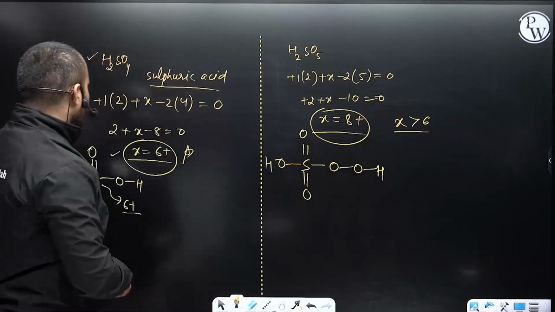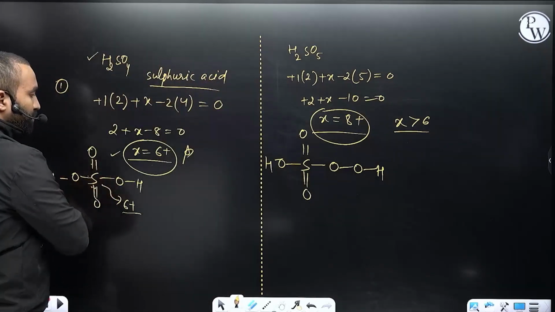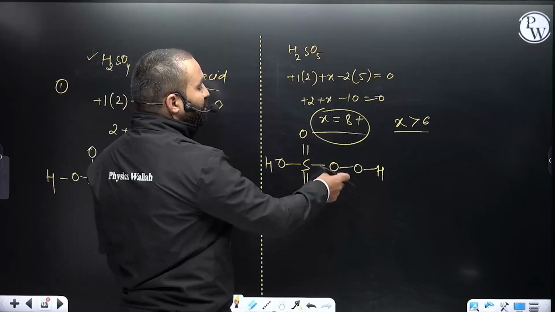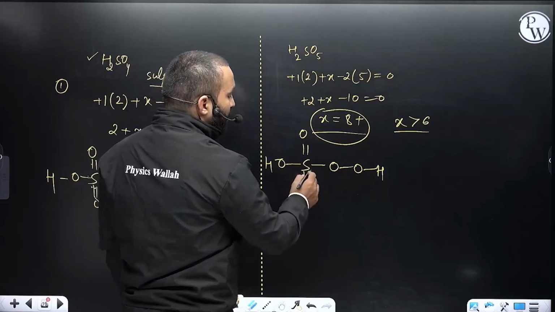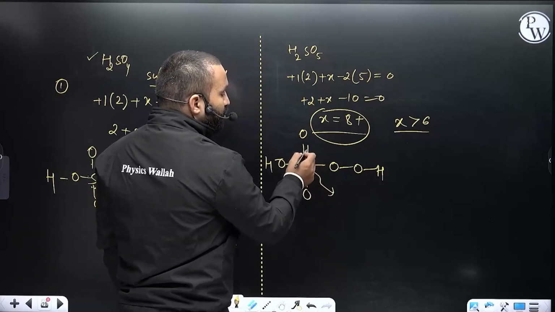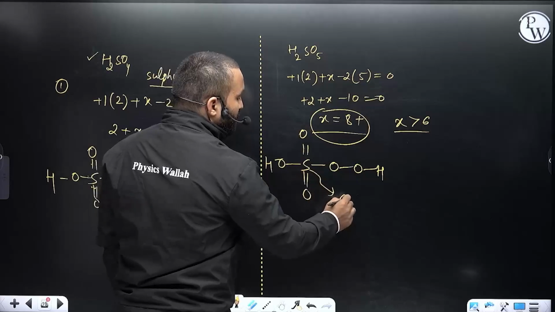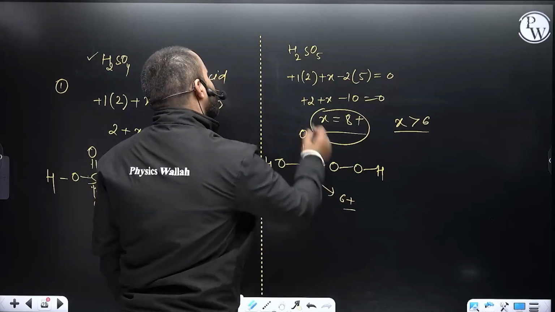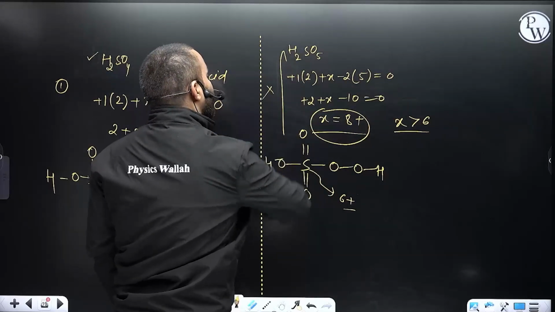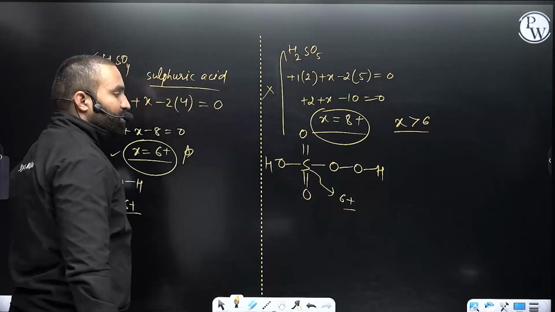Let's count the number of oxygen atoms that you had here. 1, 2, 3, 4. Let's count the number of oxygen atoms that you have here. 1, 2, 3, 4, 5. Now the oxidation state, sir: 1 bond, 2, 3, 4, 5, 6 bonds. 6 bonds, that means 6 plus. Therefore, algebraic methods are not always right. 6 plus is the oxidation state.